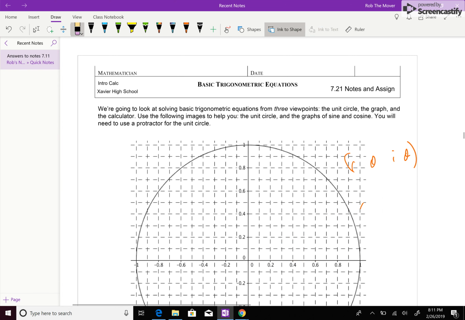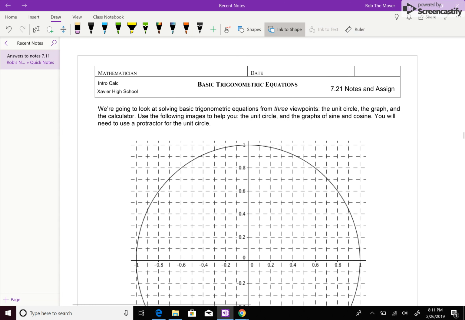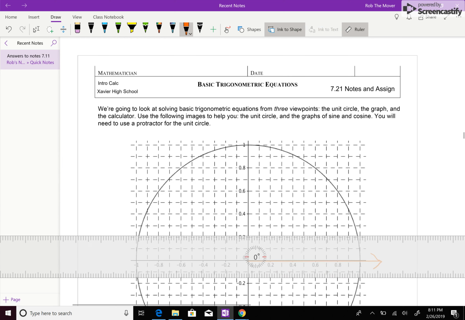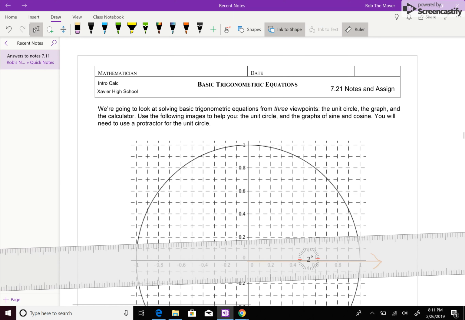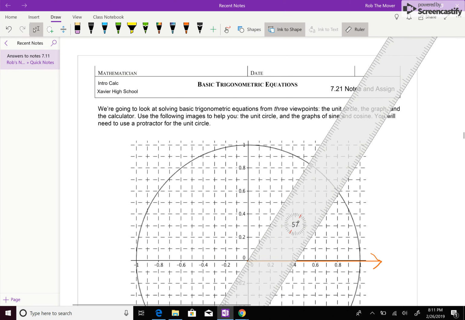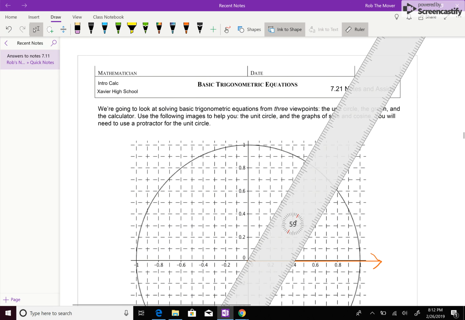Let me erase this. What if I were to draw a 60-degree angle? We know something about the 60-degree angle. I'm going to draw a 60-degree angle again at the origin. Here's my initial side. Now, I got a handy tool here where I can use this protractor and find where we're at 60 degrees. I'm going to draw a 60-degree angle approximately right there.